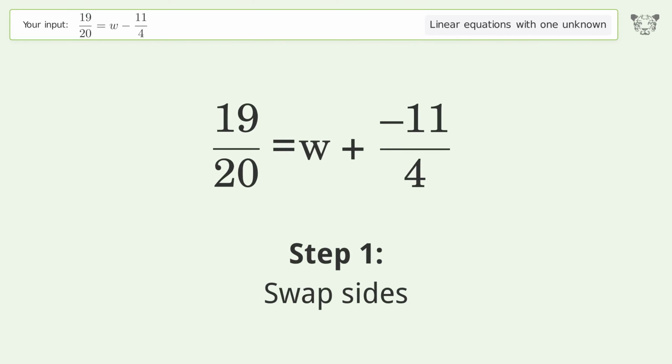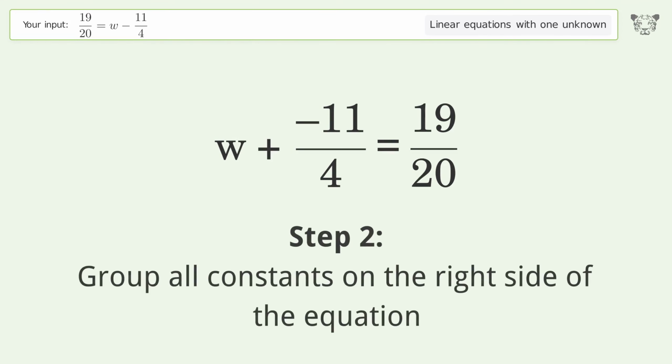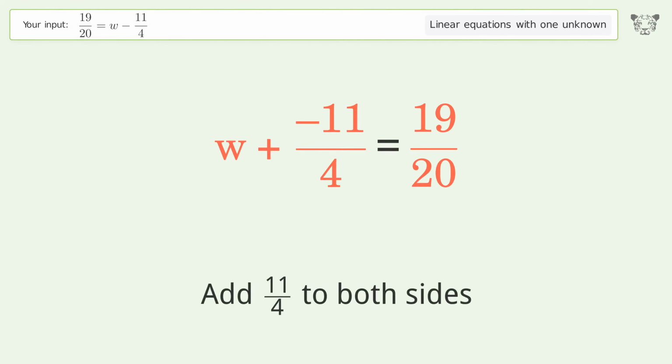Swap sides. Group all constants on the right side of the equation. Add 11/4 to both sides.